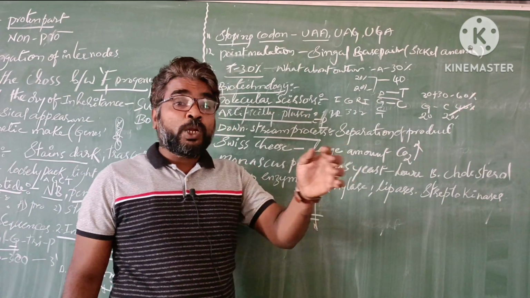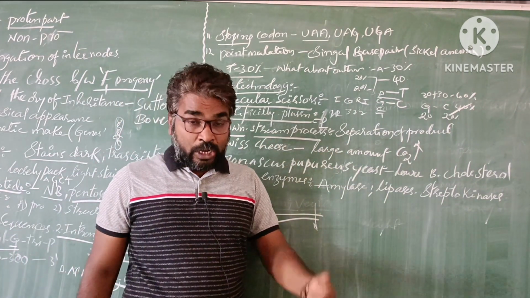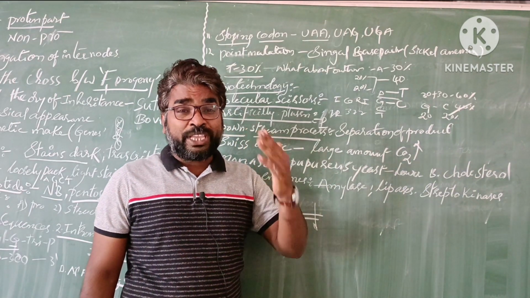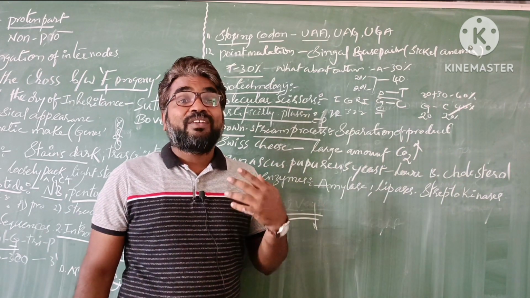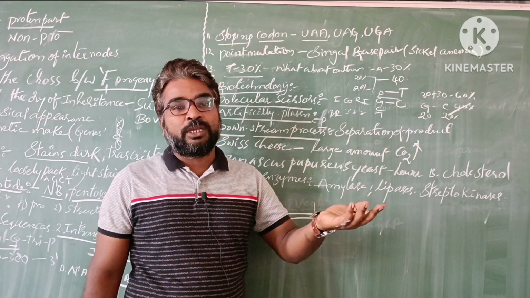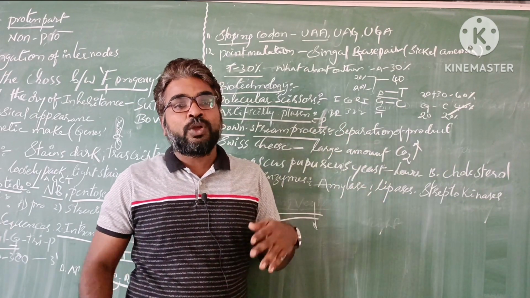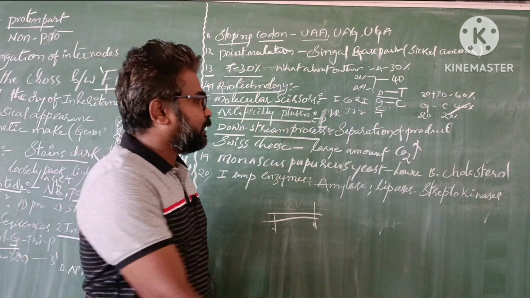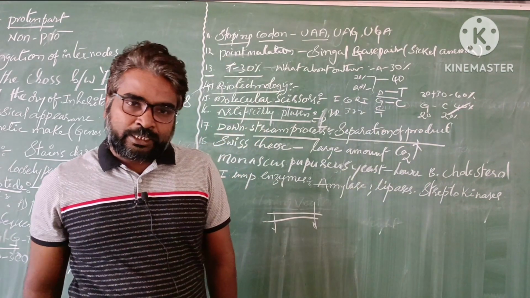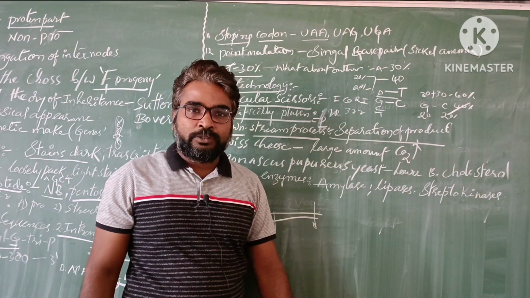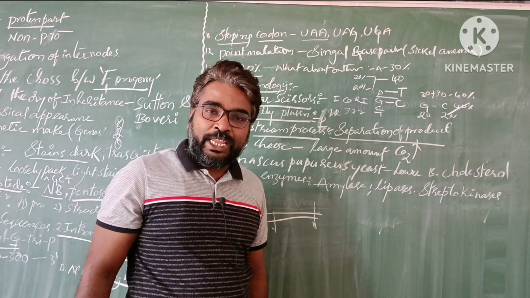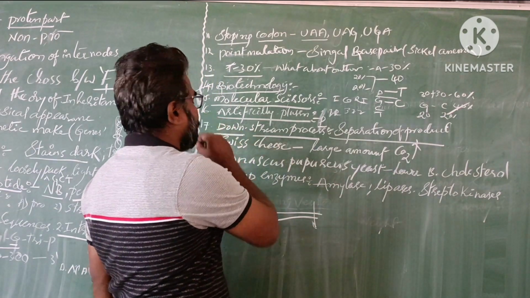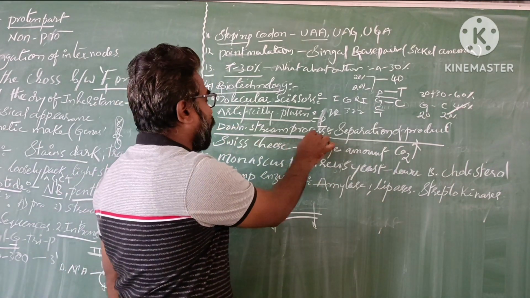Next one, downstream process. Downstream process means in rDNA technology, the last step, where we collect the product which has been prepared and processed. At last we collect that product. The separation of the product obtained from rDNA technology, collecting and separating it, that we call the downstream process.